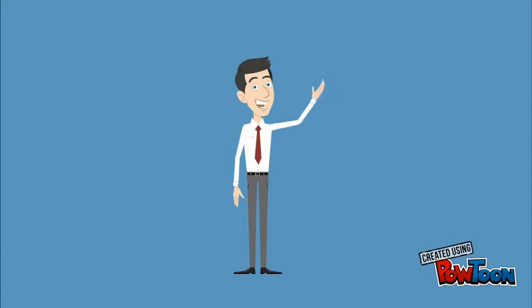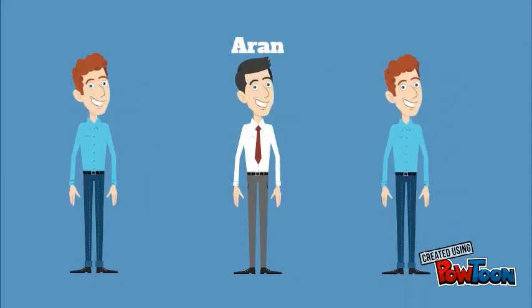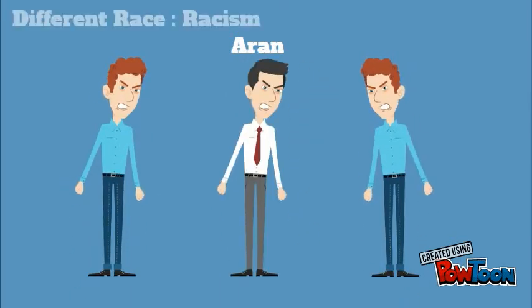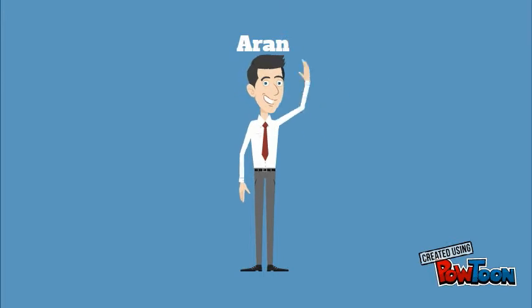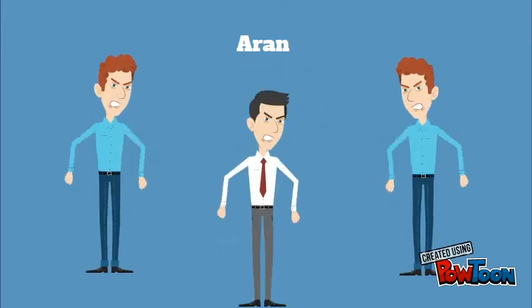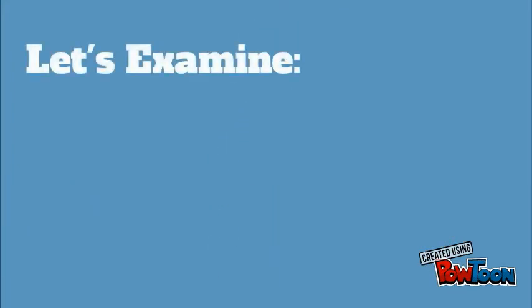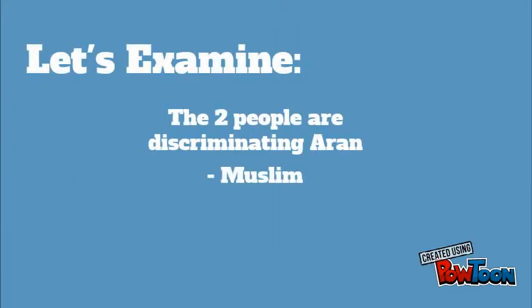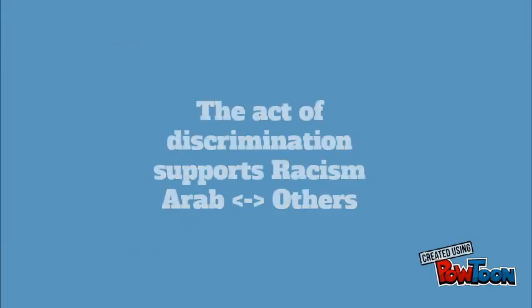Introducing Aaron, the Arabian guy, surrounded by Americans. If these two people discriminate against Aaron, and since they are from different races, it can be called racism. Here comes Aaron again, but this time the two people discriminate against him with reasons such as all Muslims are terrorists. This is also racism. Let's examine. The two people are discriminating against Aaron because they thought that he's a Muslim and hence a terrorist just because of his Arabian looks. This seems like religious discrimination, but then it is racism because it supports the discrimination of Aaron the Arab against others.